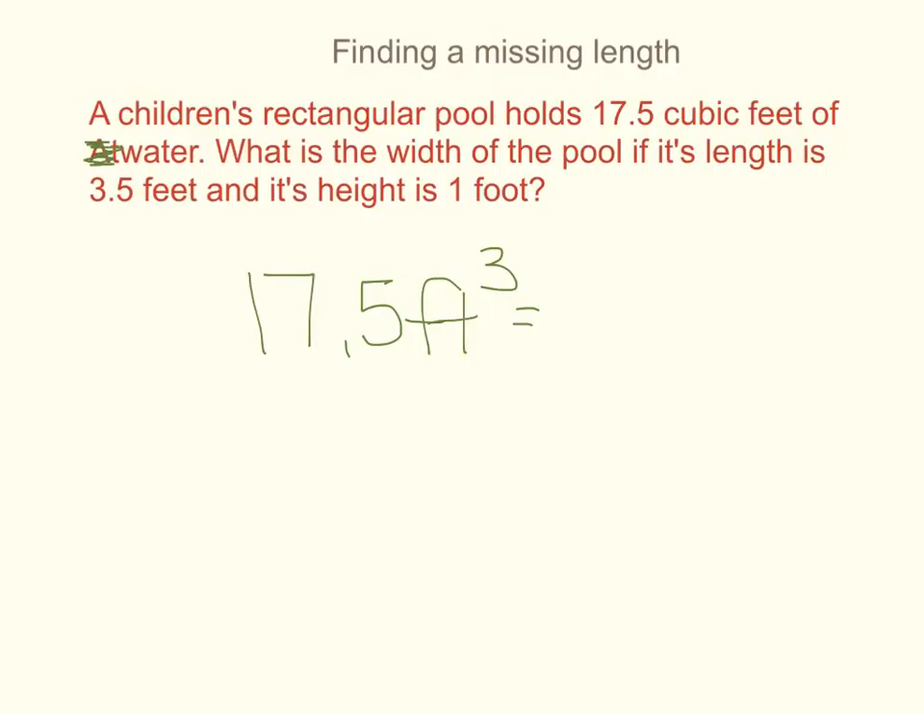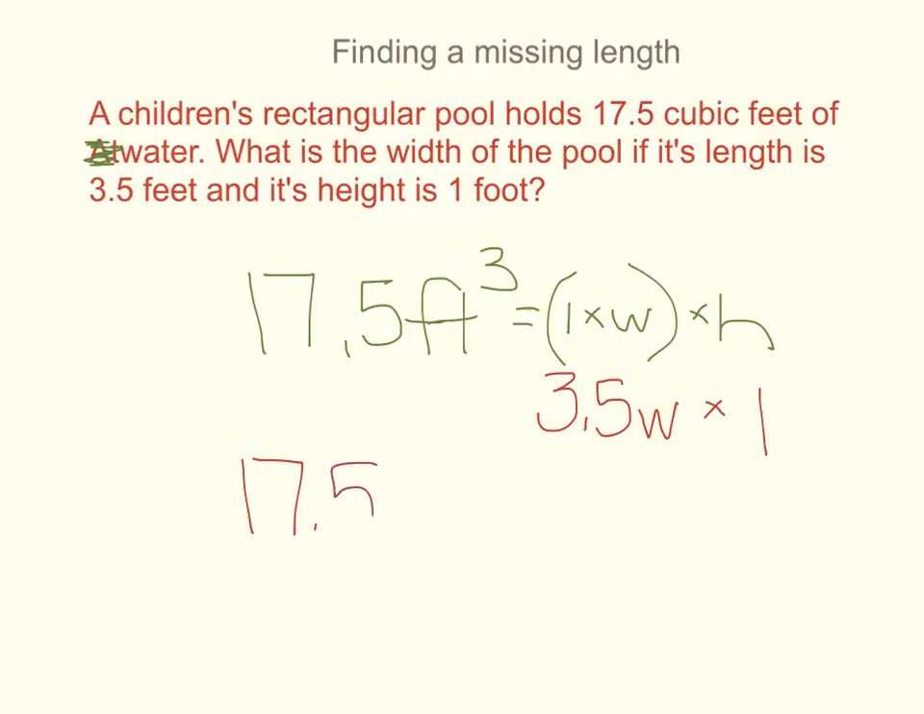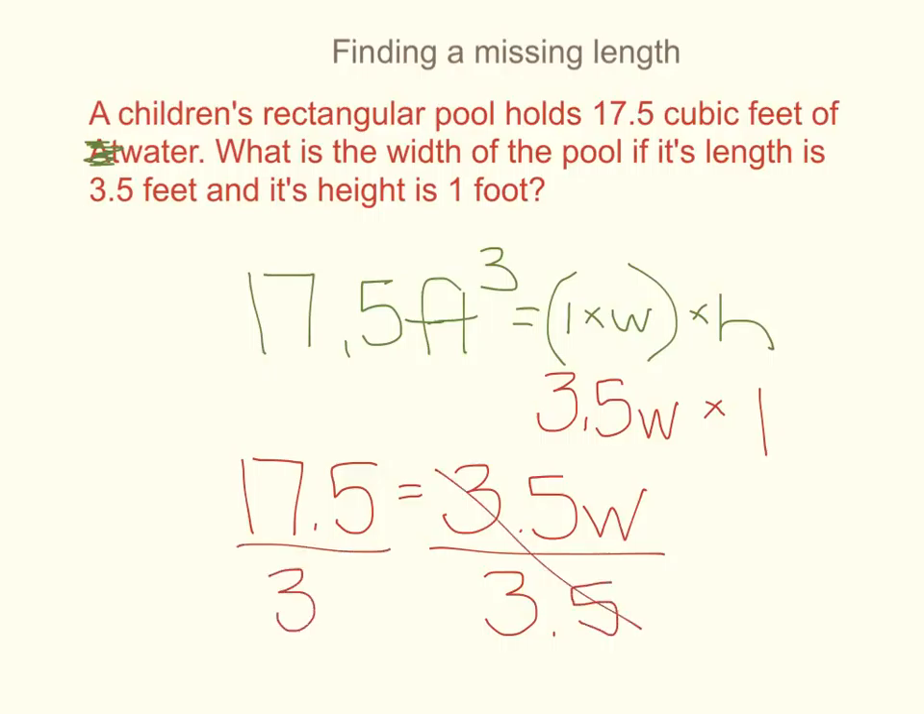So we know that it's rectangular, so it would be length times width times height, and the volume is 17.5. So the length, they told us, is 3.5. The width we don't know, and that's multiplied by 1. So now you could just simplify it down, so 3.5W, because the 1's not going to change the answer. You divide both sides by 3.5, and you end up with an answer of W equals 5 feet.